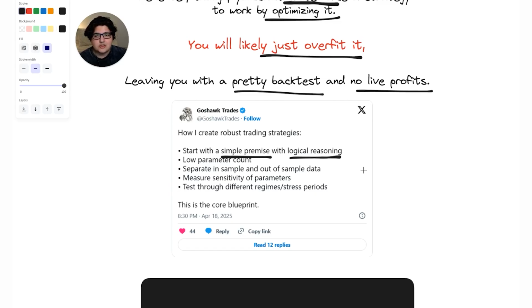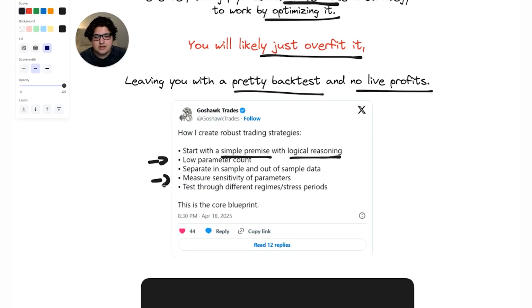So let's just say you're starting with a trend following strategy. We know trend following works. You can look up a lot of papers around why trend following works, and ultimately, you can test it as well and see that trend following works. So I would start with something very simple like that. I would also keep a very low parameter count, so I don't have too many parameters likely to overfit the particular strategy. Then I would separate into in and out of sample data, like we've just previously mentioned.